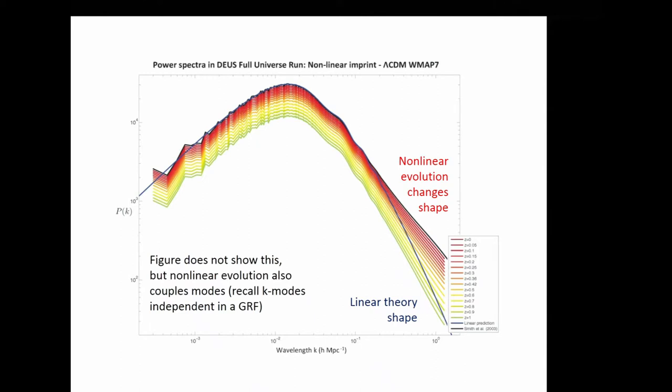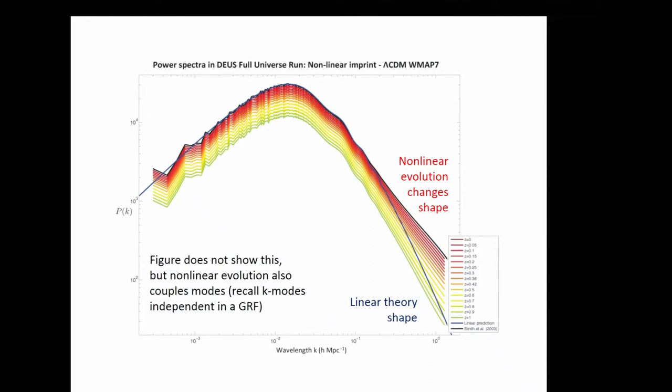Okay. The growth is obeying linear theory in the sense that there's no change to the shape. But at small scales, at big k, there is a change to the shape. That's the nonlinear evolution. This is what we'll be modeling in the next few days. Okay? But at large scales, small k, everything is nice and linear.